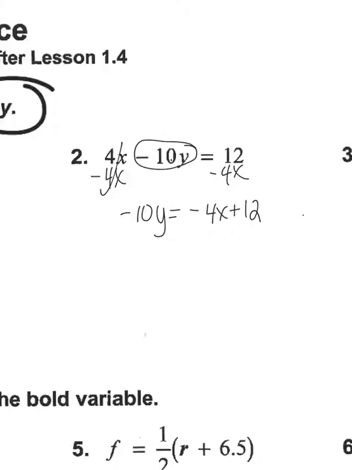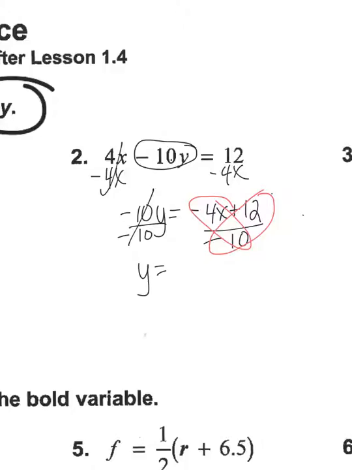So I want to get the y by itself. It's being multiplied by negative 10, so divide by negative 10. The way equations work, what you do to one side, you have to do to the complete other side. So not only is negative 4x being divided by negative 10, but so is 12 being divided by negative 10.